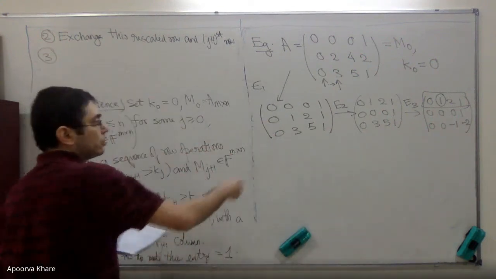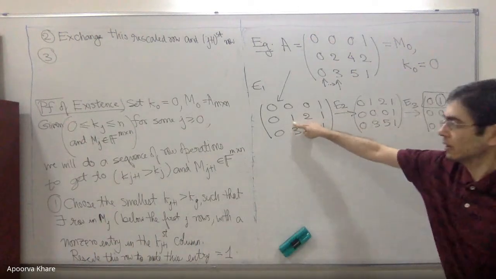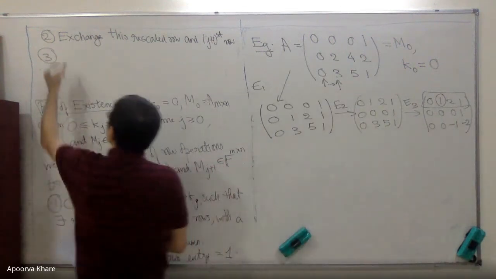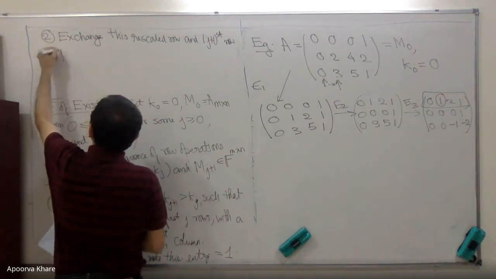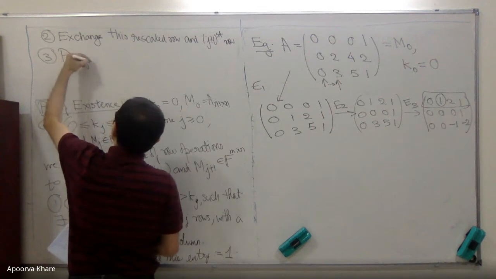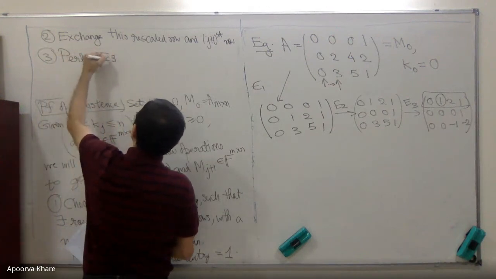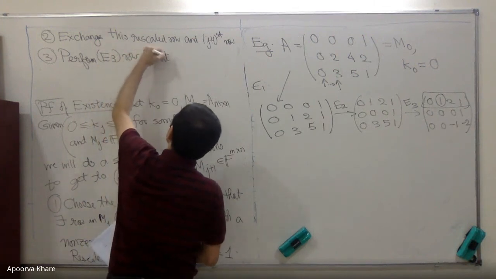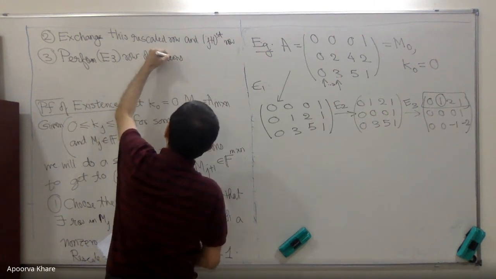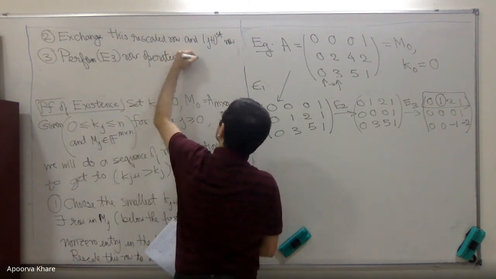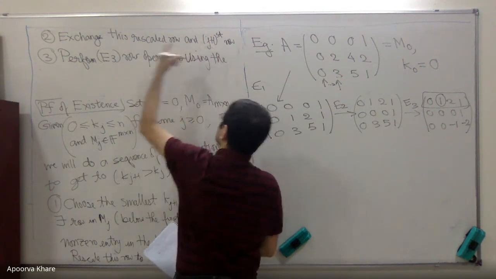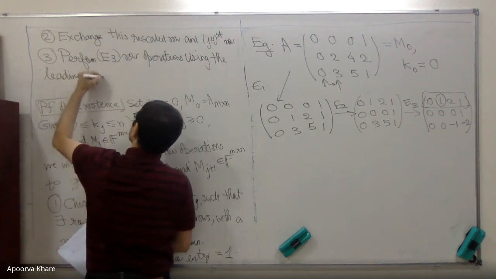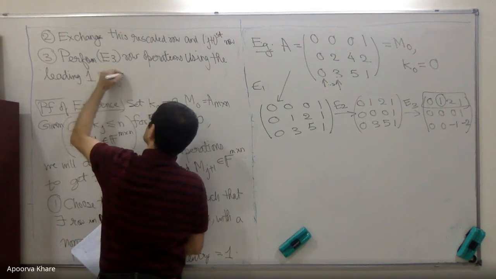E3 is to now use that entry, that non-zero, the 1 entry. Now the 1 entry is now a leading 1, right? So use this leading 1. So perform E3 operations, row operations, the elementary row operations of the third kind, using the leading 1 in the j plus first row. Now that row is the j plus first row.